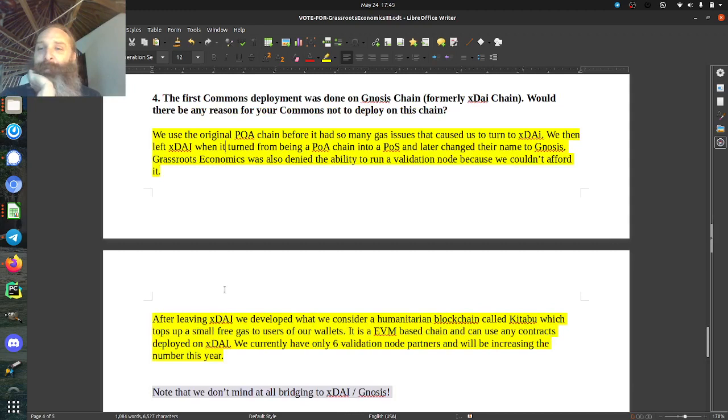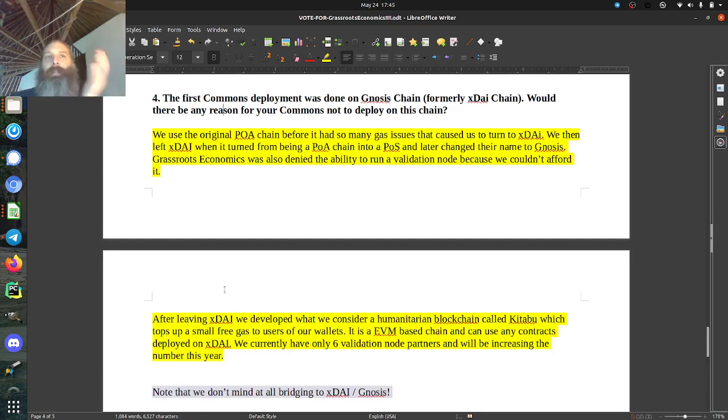Okay, last two questions. There was this question around Gnosis Chain, and we have a long history. We started with the original POA blockchain, which existed before XDAI, and we had a bunch of problems with it. There were a bunch of gas attacks on that chain. It was super volatile, and we couldn't run a node, so we couldn't even make our own gas. So we got off that, with the advice of lots of folks, and got onto XDAI, knowing that it would be at least stable and very cheap. And of course, the prices went up and up over time.